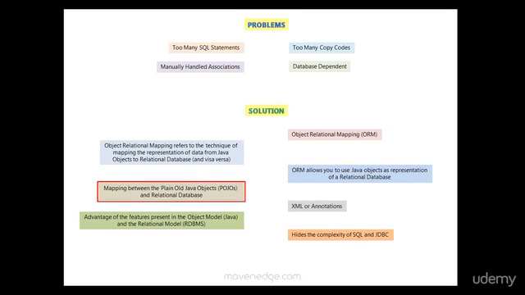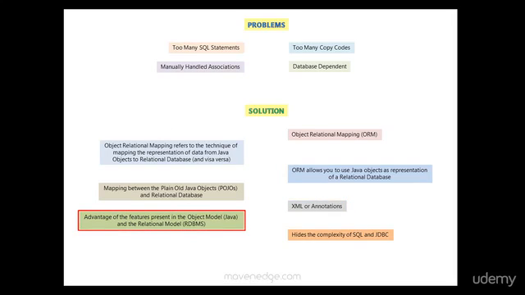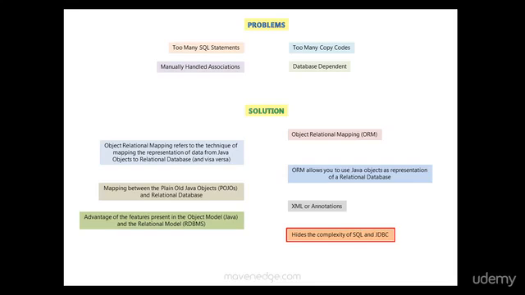And it does it by mapping between the plain old Java objects that you write in your application and the relational database. And this mapping is done either by XML or annotations. So it helps you take advantage of the features present in object model and the relational model and hides the complexity of directly dealing with the SQL and the low-level JDBC API. It writes all the JDBC and SQL code for you, and it could even create the database schema for your application.